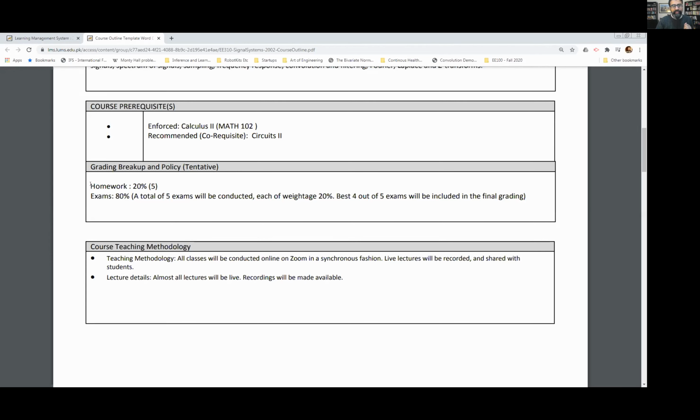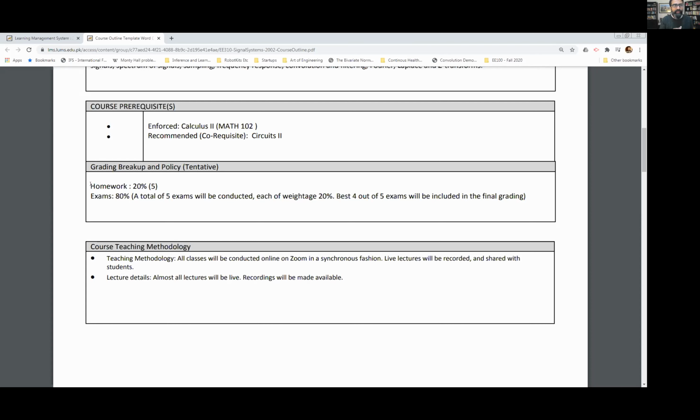As far as the grading and the breakup is concerned, this is going to be slightly different from what maybe you're used to, in the sense that I'm going to try to divide the course into 5 modules. And for each of the modules, we're going to have an exam, right? So there's no midterm as such, there's no final exam as such, but rather we just have 5 exams distributed almost evenly throughout the semester.